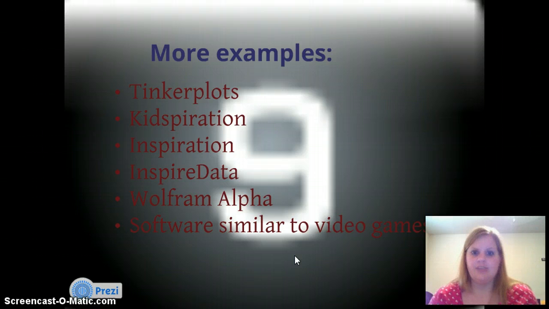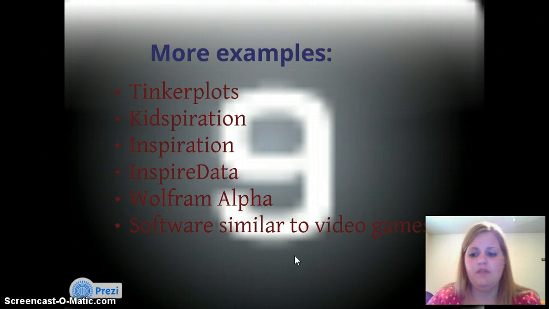Wolfram Alpha is a website. You can type in pretty much anything in there and it'll give you a result, but it's really good for mathematics because if you're stuck on a problem, you could type it in and it will show you, like, if it was a graph, it'll show you a graph, and show you how to solve your problem. There's also a bunch of tutorials on there that you can look at if you need to.